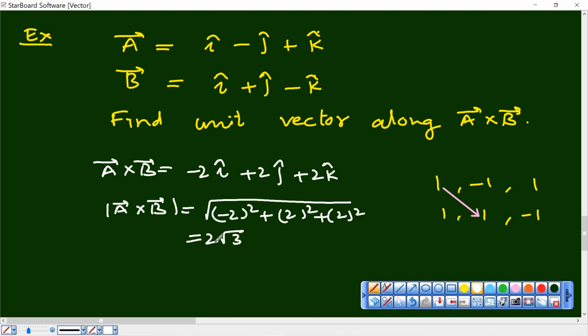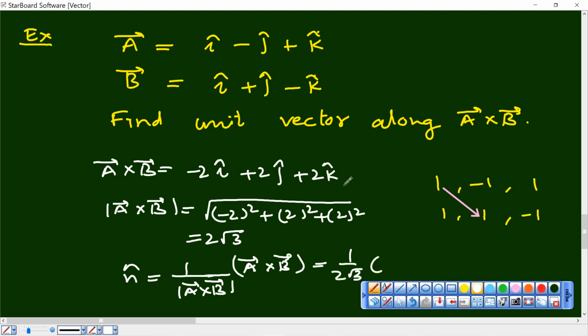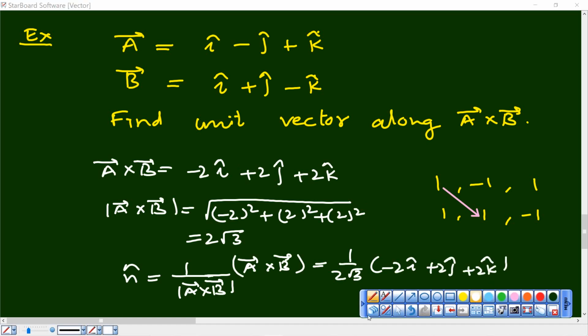Now, you know how to make any vector a unit vector: you have to scalar multiply with the reciprocal of the magnitude. Suppose the unit vector along A cross B is n cap. Then n cap is the scalar multiplication of the reciprocal of the magnitude of A cross B with the vector A cross B itself, and I get the unit vector along A cross B. So that is going to be 1 upon 2 root 3 into the vector A cross B, that is minus 2 i cap plus 2 j cap plus 2 k cap. Does anything bother you?